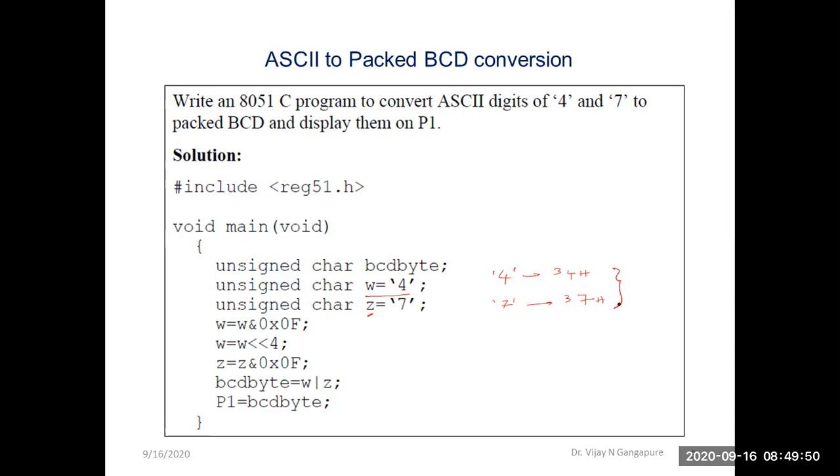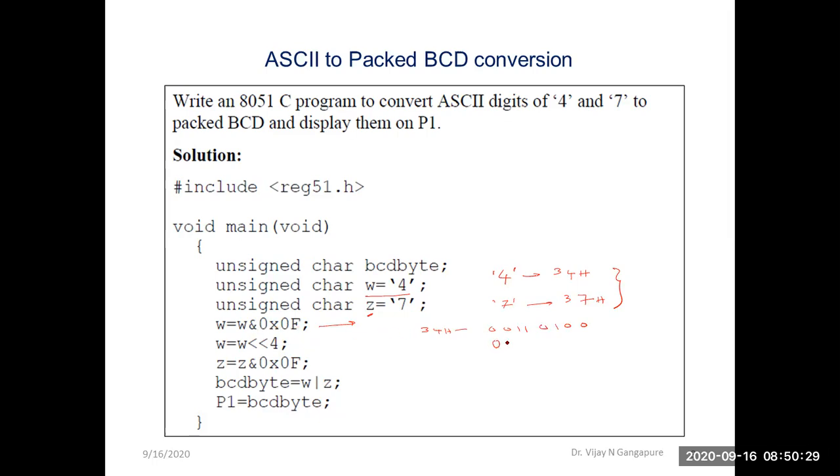We have to convert these to packed BCD. That is the objective. Now next, see, w is equal to w ampersand 0x0f. So what will happen? In w we have the ASCII code of 4, that is 34H, which in binary is 0011 0100. It is being bitwise ANDed with 0x0f.